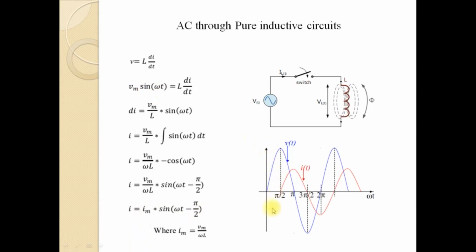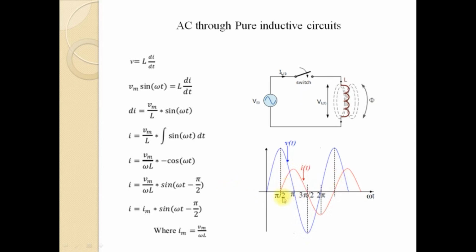Now, if you plot the voltage and current waveforms, the voltage waveform is given by Vm sin omega t and the current waveform is given by i equals Im sin(omega t minus pi by 2). Here Vm is the maximum value of the voltage waveform, and Im is the maximum value of the current waveform. If you plot this v and i, this is the plot of the voltage waveform and this red one is the plot of the current waveform.